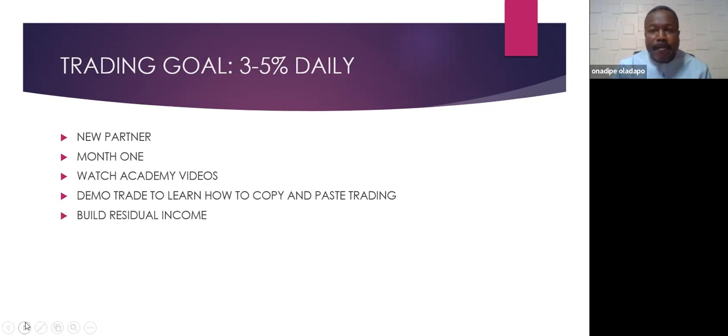For a new partner, the goal I encourage them is 3 to 5% account growth daily. So you are looking at 15 to 25% account growth. But if you are new, I will just tell you, stay between 10 and 15% account growth. Because for some people who are new, they are not able to get everything really in place. And by the time they are aiming for something higher, they end up not meeting their target.